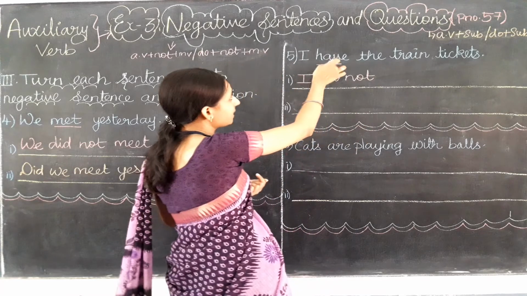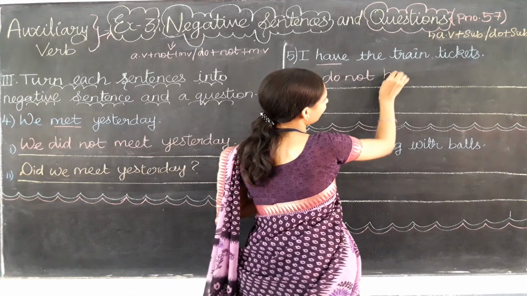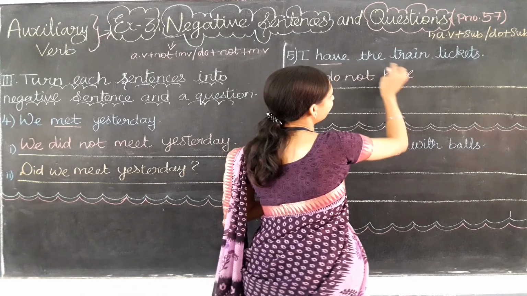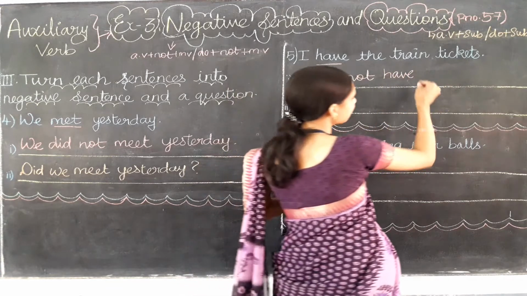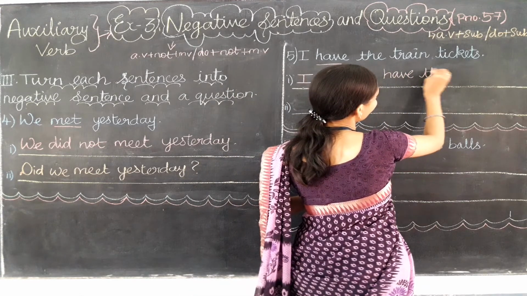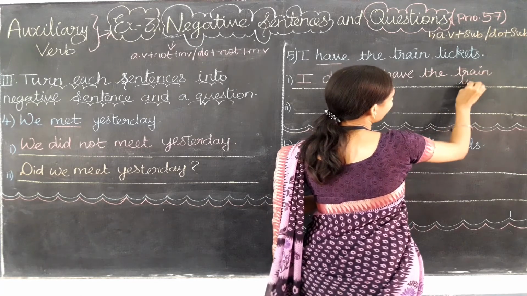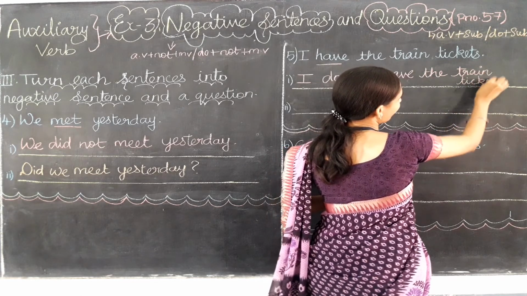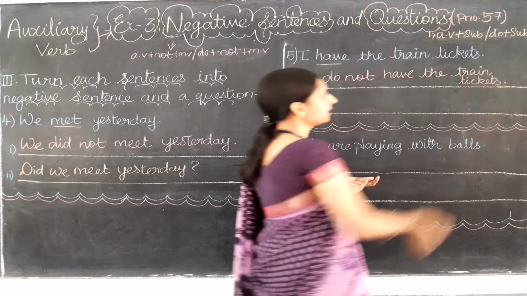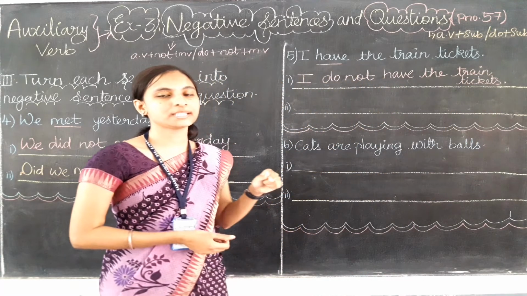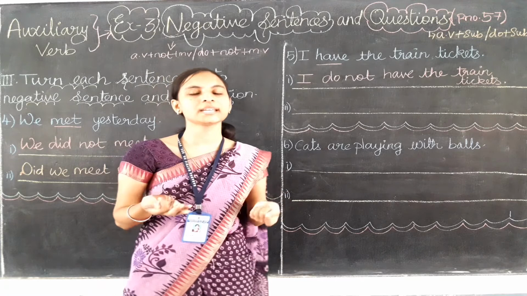Then the main verb here will be have. I do not have, and all the other things will come as it is. I do not have the train tickets. I am going to write it down because I don't have space. I do not have the train tickets is the negative sentence. Saying here, train tickets illa.